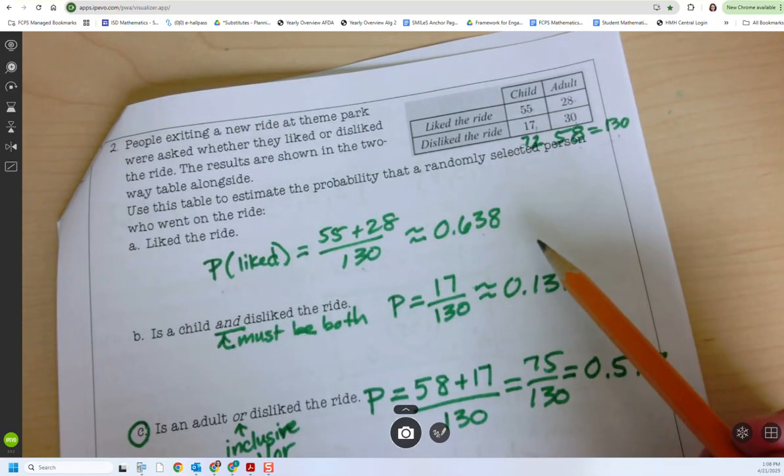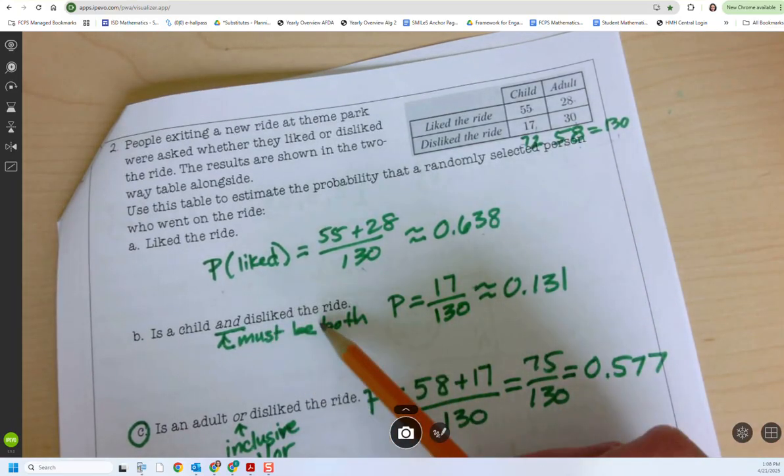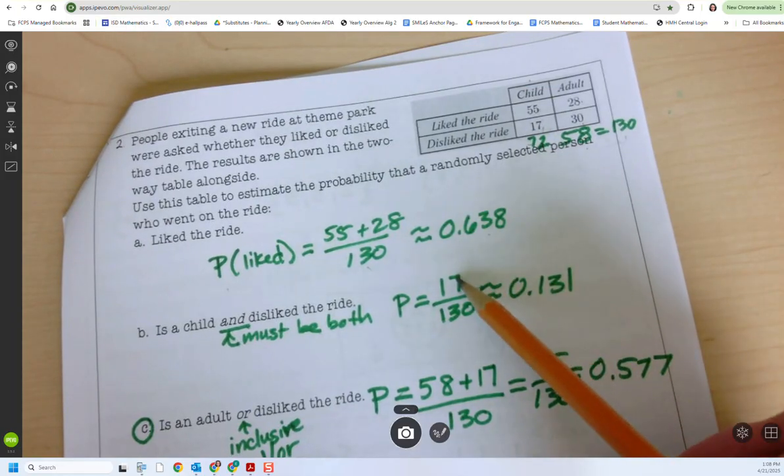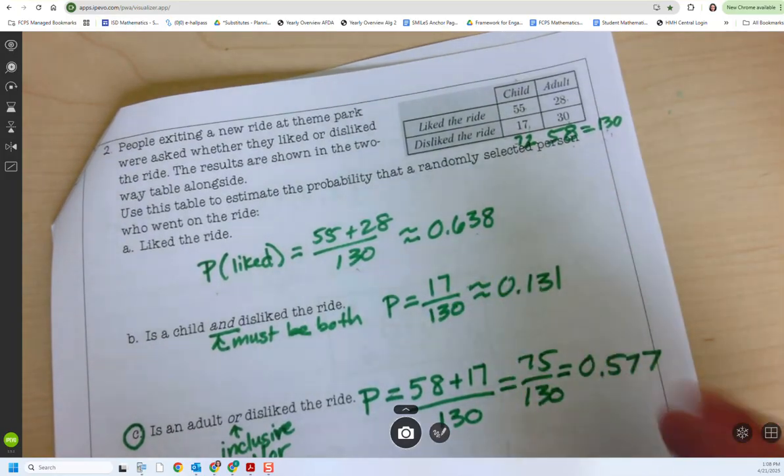The probability that they are a child and dislike the ride means they have to be both. They have to be a child and they dislike the ride. So there's 17 of them divided by all the people.